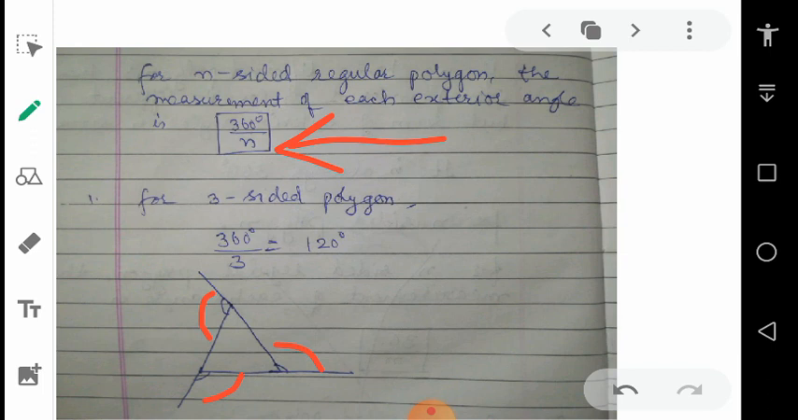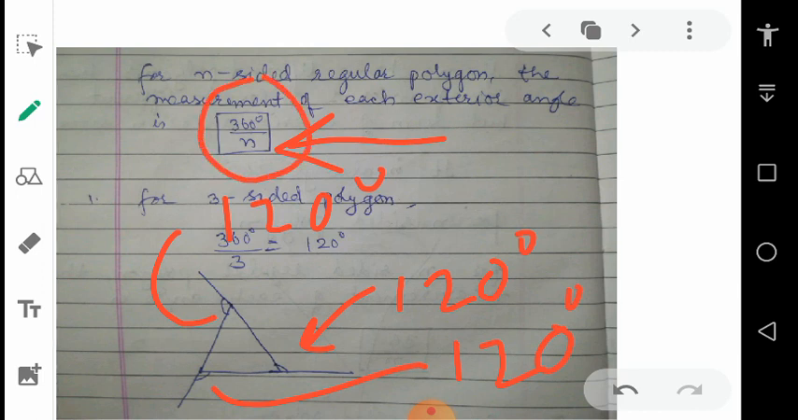So we can say the value of this angle is 120 degrees, again the value of this is also 120 degrees and the value of this is also 120 degrees, all these are equal. So this formula is very important. Okay, 360 degrees divided by n.